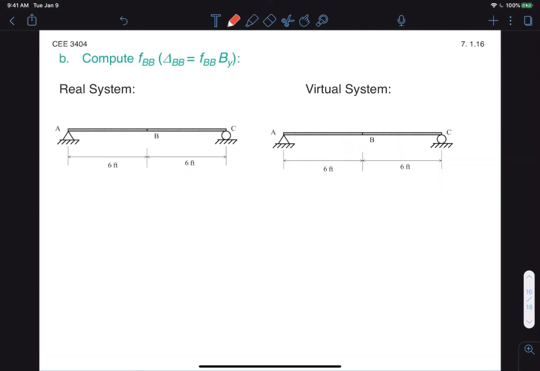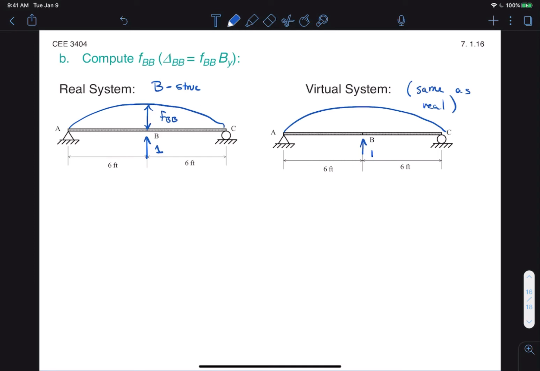Now we move into step 2 of this process. We have to do another virtual work computation for FBB. So our real system is our B structure. So that's the following. And our virtual system, coincidentally, is the same system, right? Because of the way we defined it.